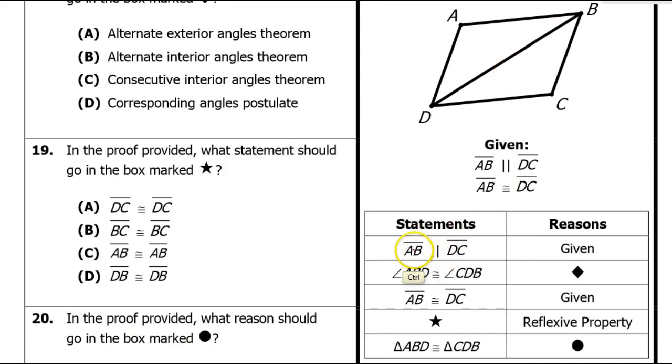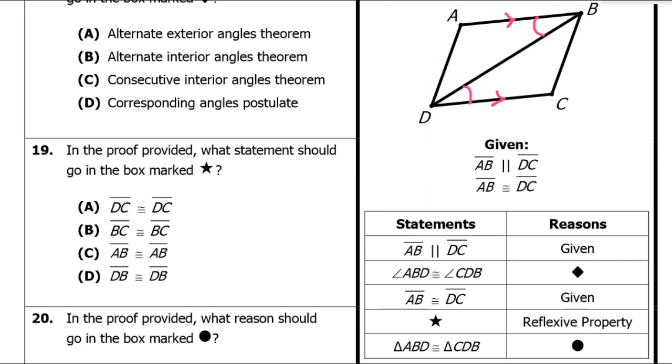We're given that segment AB is parallel to segment DC. So that means this side is parallel to that side. And then suddenly we have the fact that these angles are congruent, and we have to answer the question why. The first one is ABD, this angle right here. And the second one is CDB, that's this angle right here.